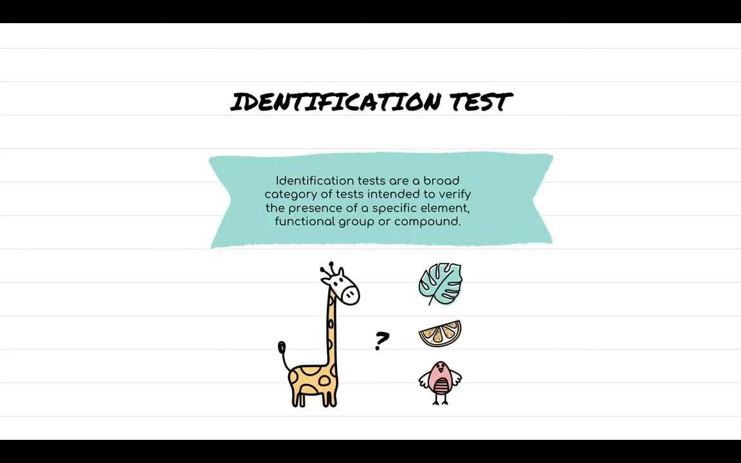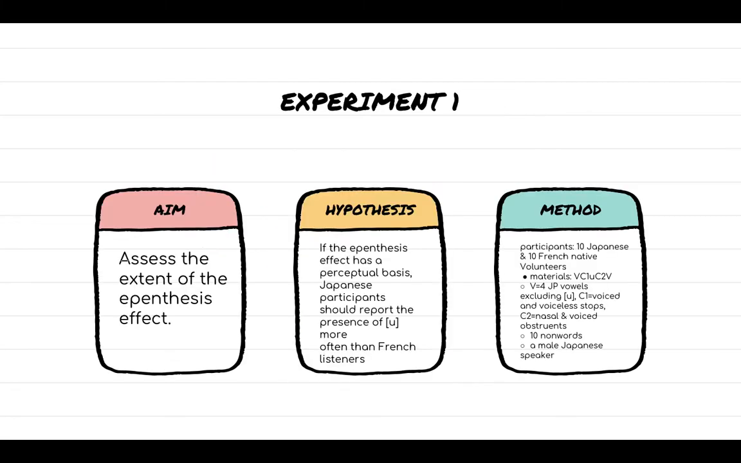So before officially entering the experiment part, we first take a look at the method the authors take advantage of to do the experiment. It's called an identification test. So what is it? Identification tests are a broad category of tests intended to verify the presence of a specific element, functional group, or compound. So this is experiment 1.